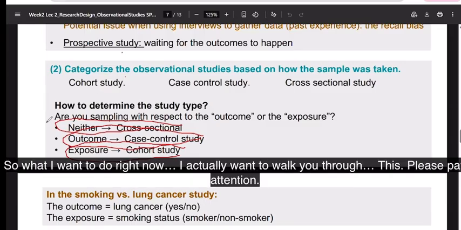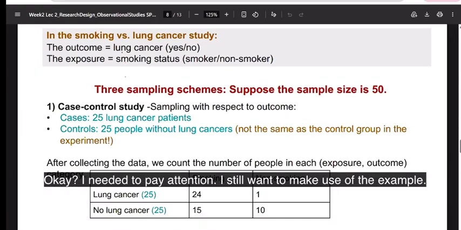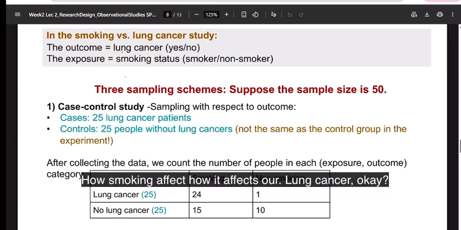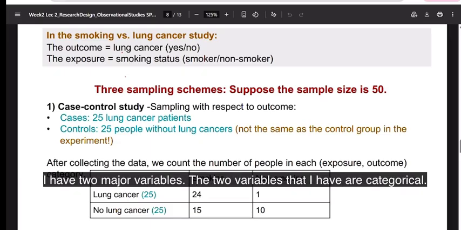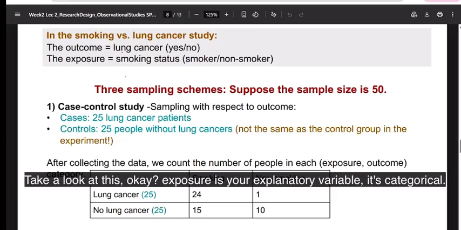Then what I want to do right now is walk you through this. Please pay attention. I need you to pay attention. I still want to make use of the example of how smoking affects lung cancer. I have two major variables. The two variables that I have are categorical. If you take a look at that, they have labels. Take a look at this.